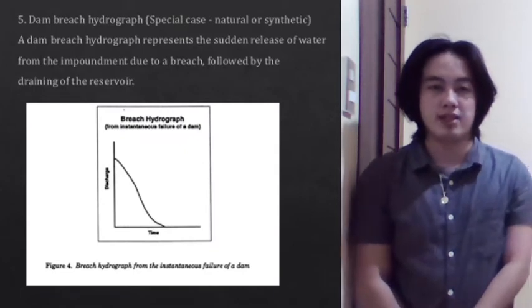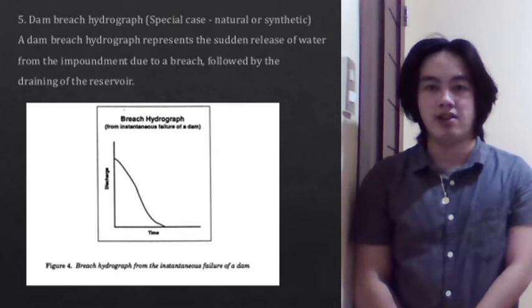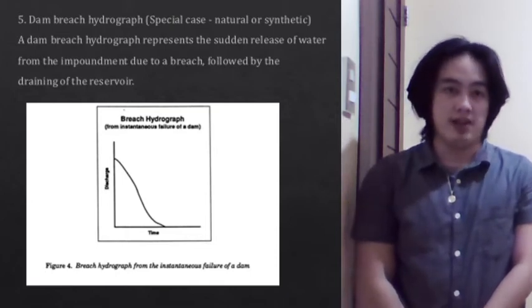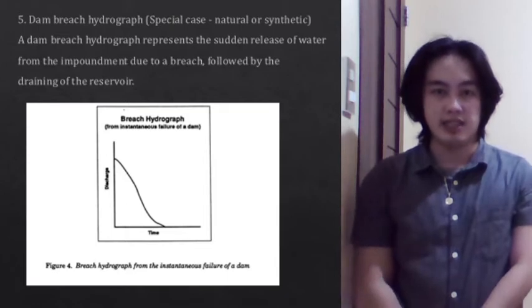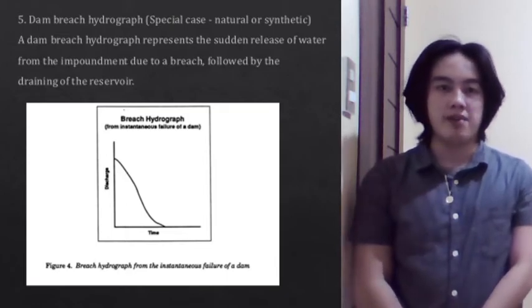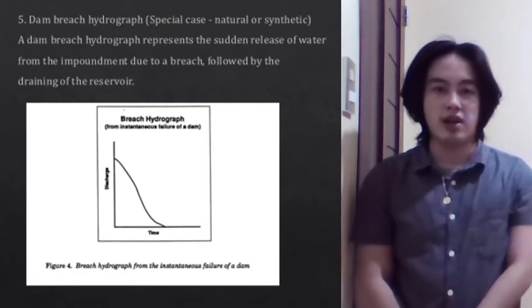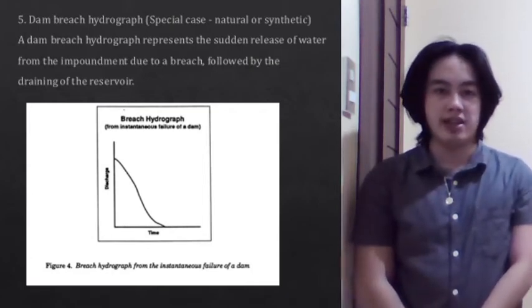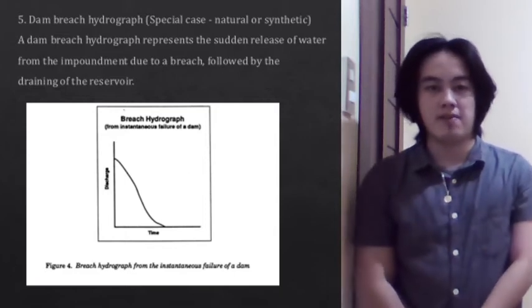Next is the dam break hydrograph, a special case that can be natural or synthetic. A dam break hydrograph represents the sudden release of water from an impoundment due to the break, followed by the drainage of the reservoir. This is an example figure.